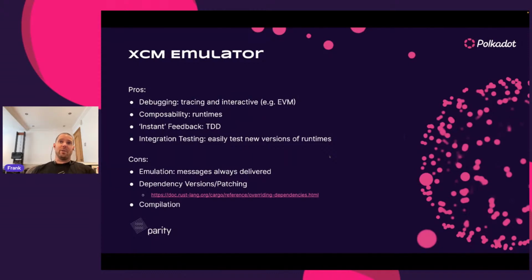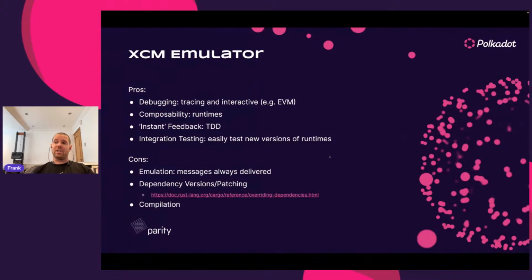If a parachain that you may be integrating with releases a new version, you can essentially just create a new branch, pull in the new dependency of the new version, and then run your tests against that just to see if they've made any changes to their runtime, which could possibly break your solution. And then, just to be fair, looking at the cons, as we mentioned, it's only emulation, so you have to keep that in mind. Messages are always going to be delivered. There are no nodes involved. There are no networks involved.